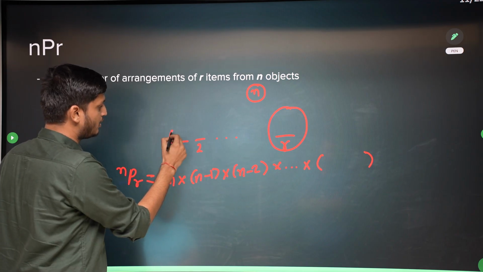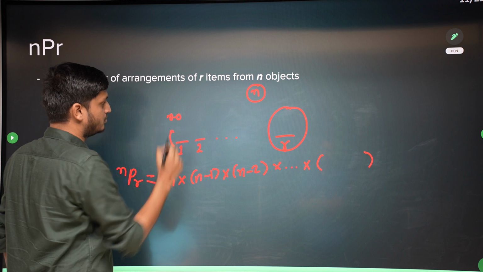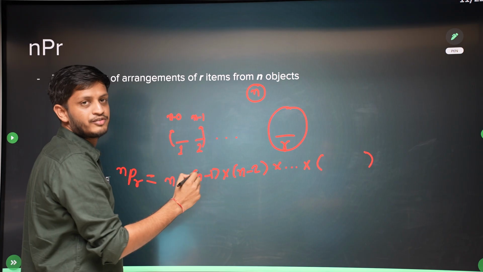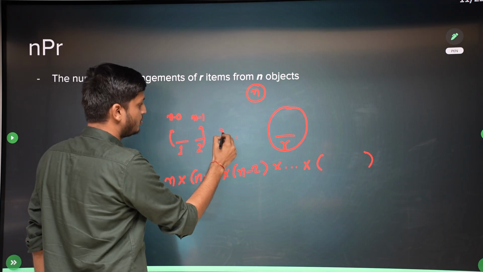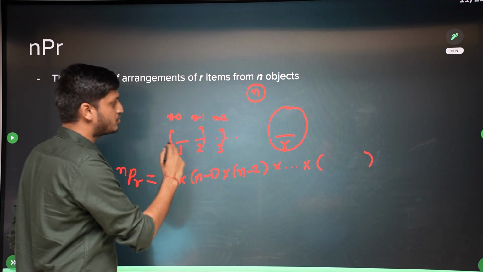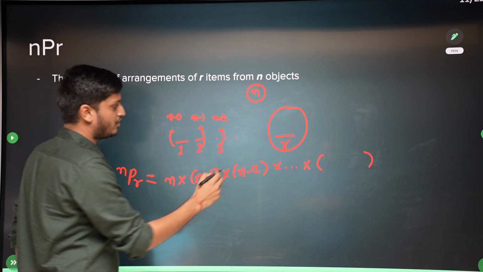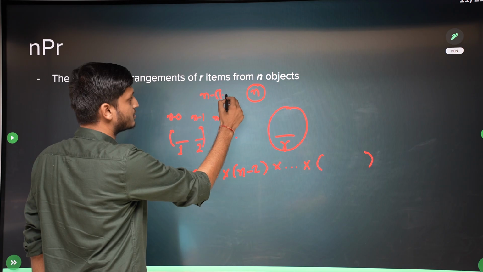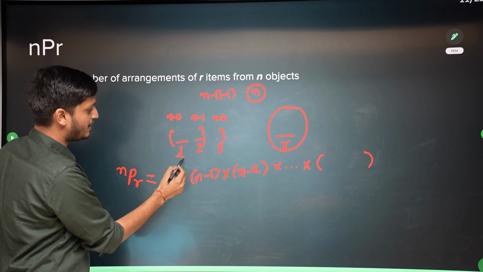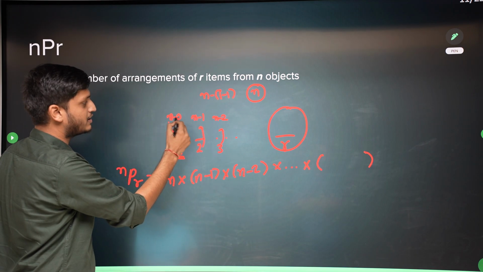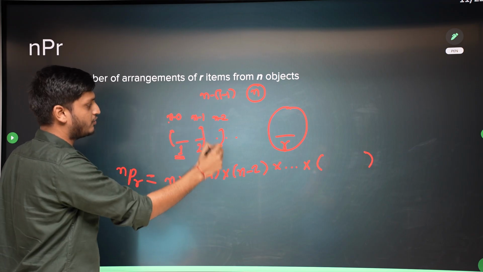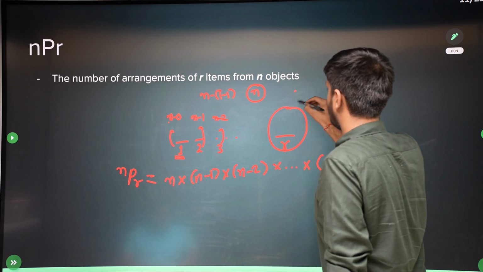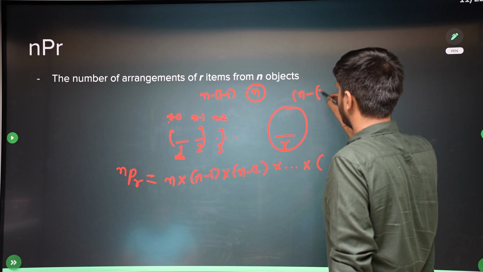For the first place you had n options, which was n minus 0. For the second place you had n minus 1 options. For the third place you had n minus 2 options. You see a pattern? For any ith place you will have n minus (i minus 1) options, right? This is i minus 1. For 1 it is 0, for 2 it is 1, for 3 it is 2. So for the rth place, how many options will you have? n minus (r minus 1).